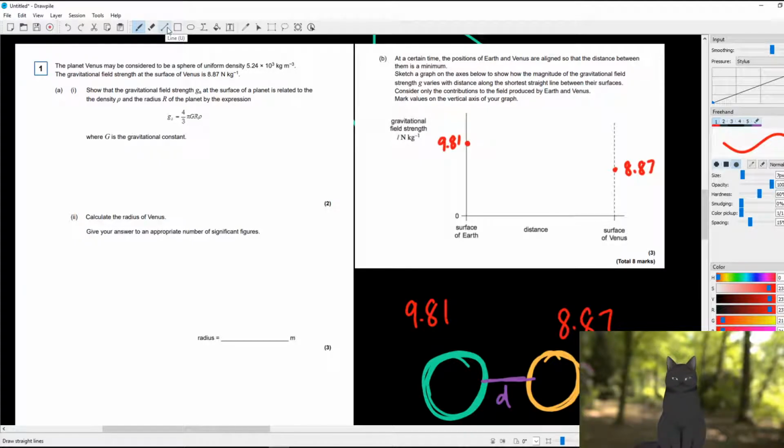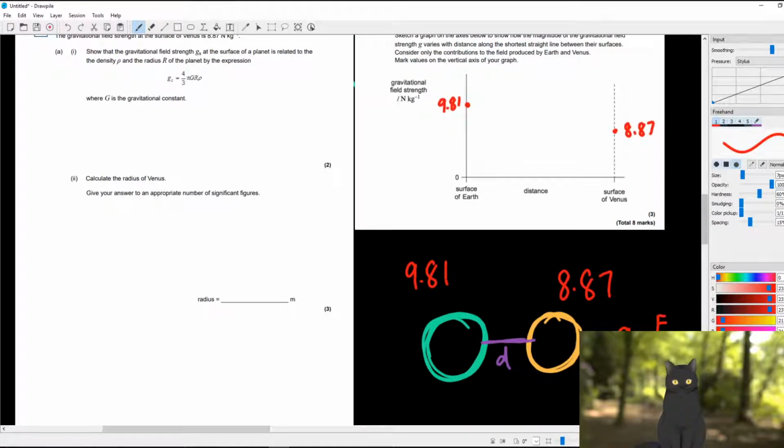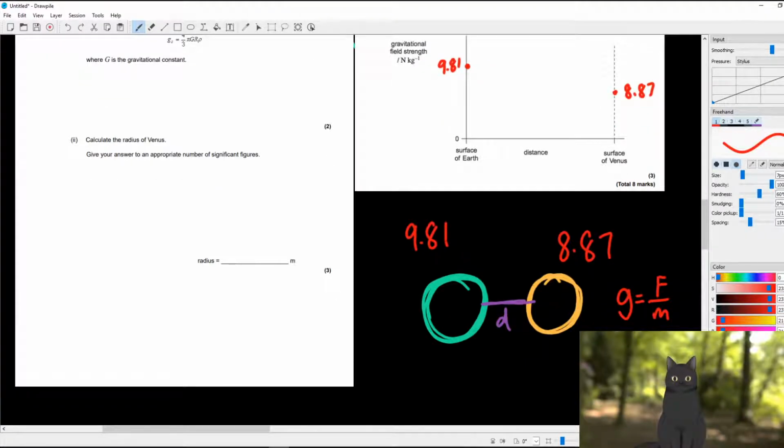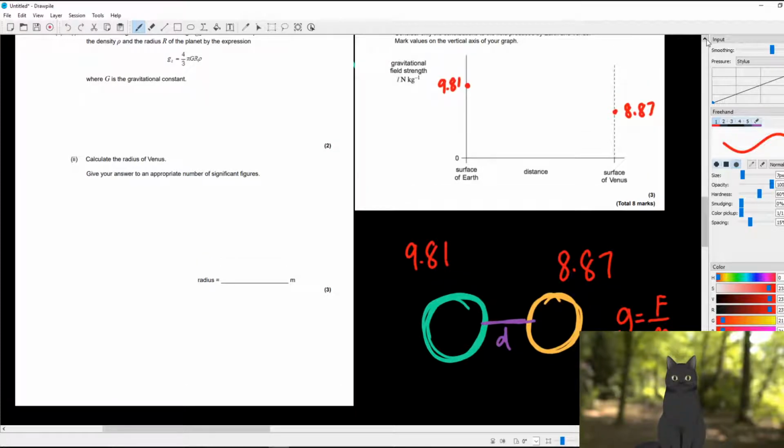Oh my god. What's the formula again? Gravitational field strength G equals to F over M? No, it's not. About radius. GM over R squared, right? So inverse square, I assume it's inverse square law.